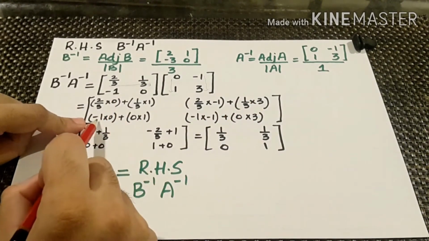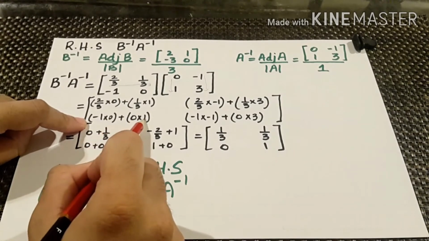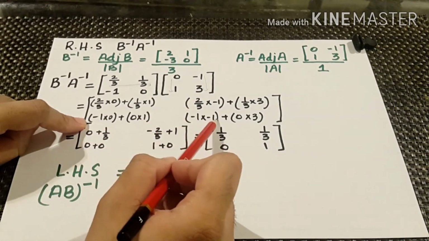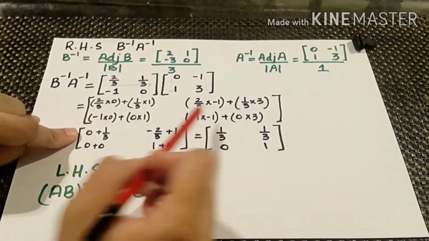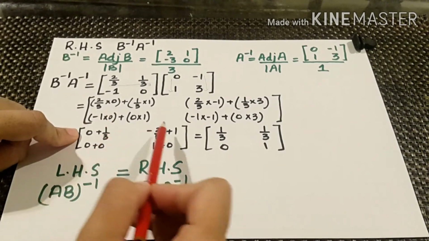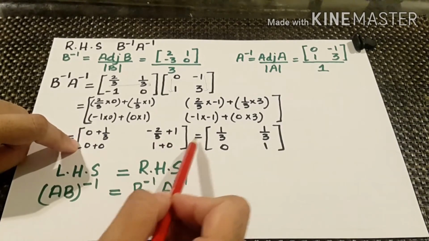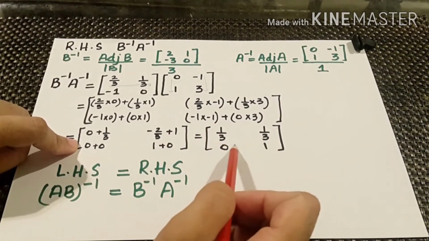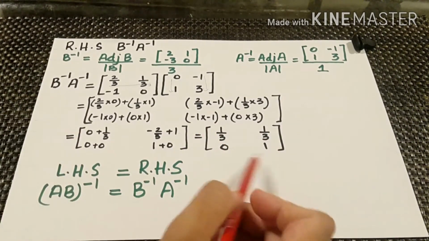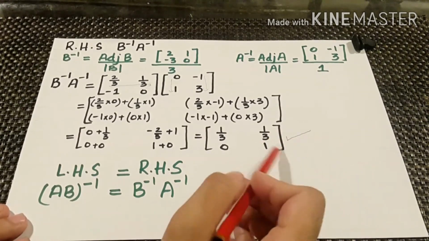Now row 2: -1 into 0 plus 0 into -1, and -1 into -1 plus 0 into 3. So we get 1 by 3 here, -2 by 3 plus 1, 0 and 1. We further solve it, we get 1 by 3, 1 by 3, 0 and 1. Now this is the right hand side.